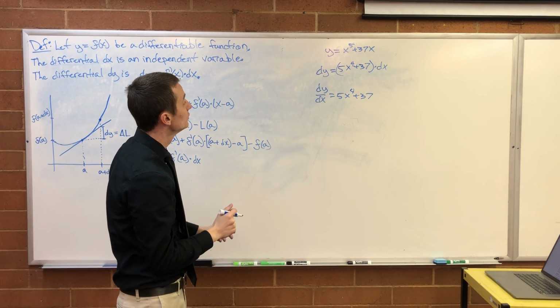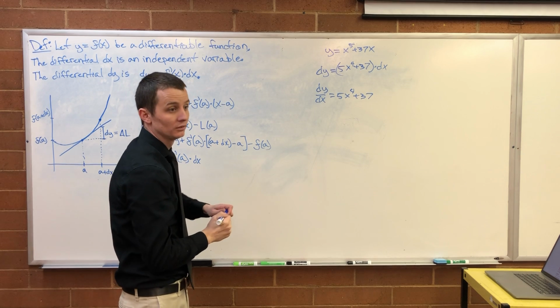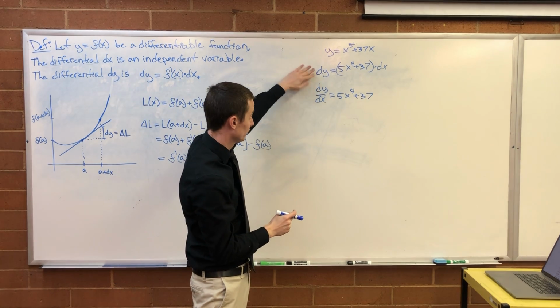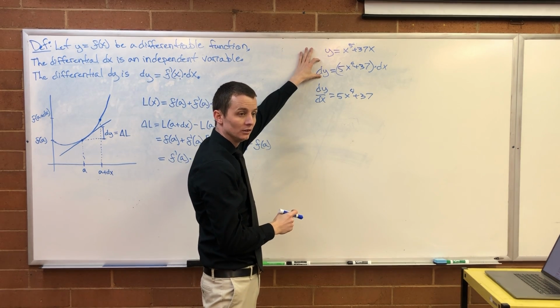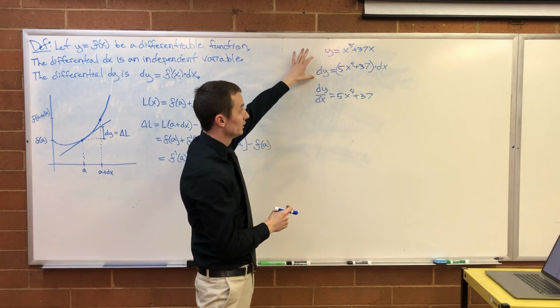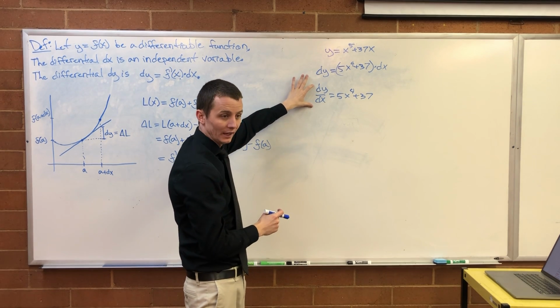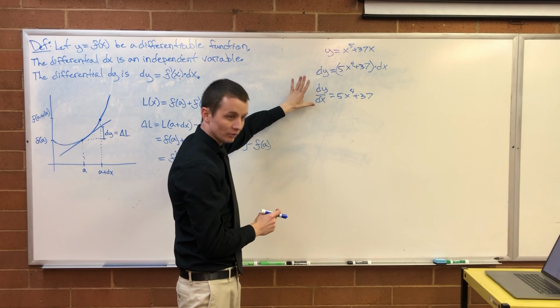But aren't you trying to find just dy? Yes, I'm just pointing this out. This is correct. We're done. Here's the answer. But notice it's defined in such a way that this would have been the case. Divide both sides by dx.